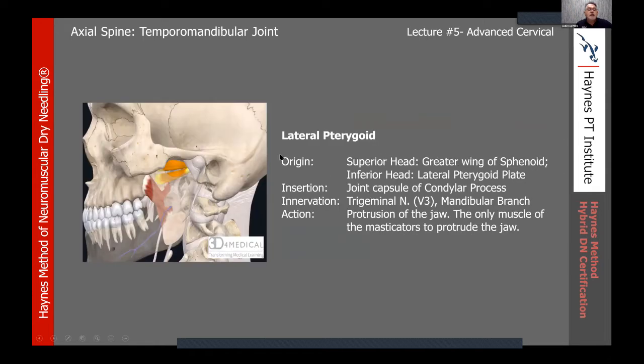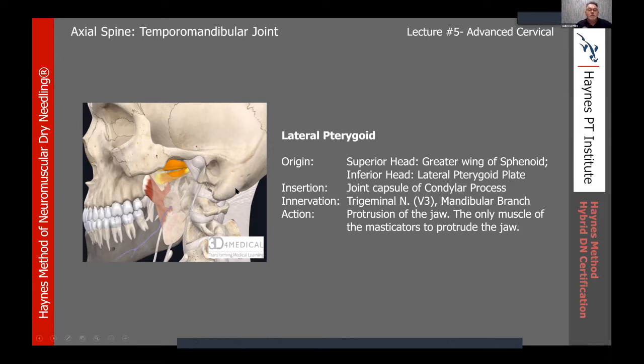We look at the lateral pterygoid, the two heads, the superior and inferior. It inserts into the joint capsule of the condylar process. It's also innervated by the trigeminal nerve. This is the only muscle of the masticators that will protrude the jaw. So I'll actually pull it forward. Later we talk about exercises to do with TMJ, TMD problems, and protrusion is definitely one, and the lateral pterygoid is responsible.